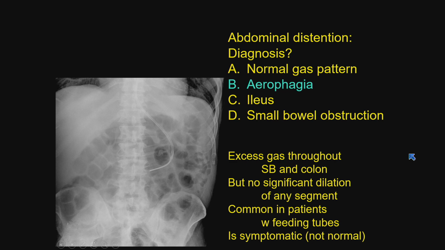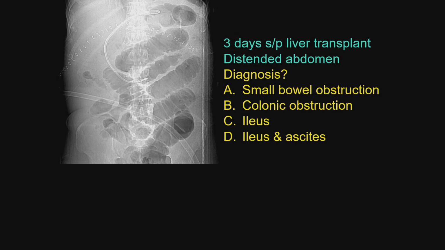So my dictation on this is excess gas throughout the large and small bowel without segmental dilation, a pattern indicative of aerophagia. You will see this in at least 80% of patients who have feeding tubes in place. They are symptomatic with this, they are uncomfortable, and this is not a normal bowel gas pattern.